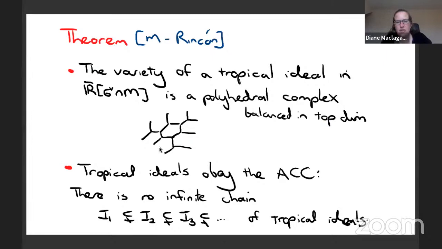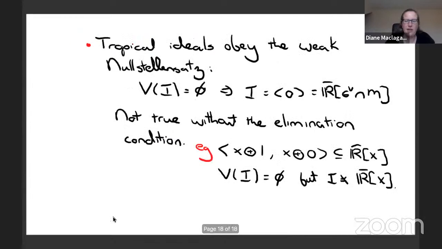Another piece of good news is that tropical ideals obey the ascending chain condition. I showed you an example of an infinite ascending chain of ideals in the semiring of tropical polynomials. But in this way, you can't find an infinite chain of tropical ideals in the same way. So tropical ideals obey the ascending chain condition. And maybe the last thing I'll tell you about here is that they also obey the weak Nullstellensatz.